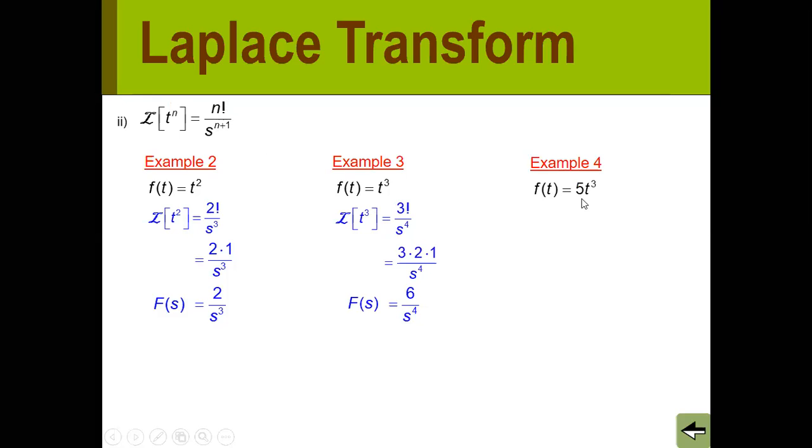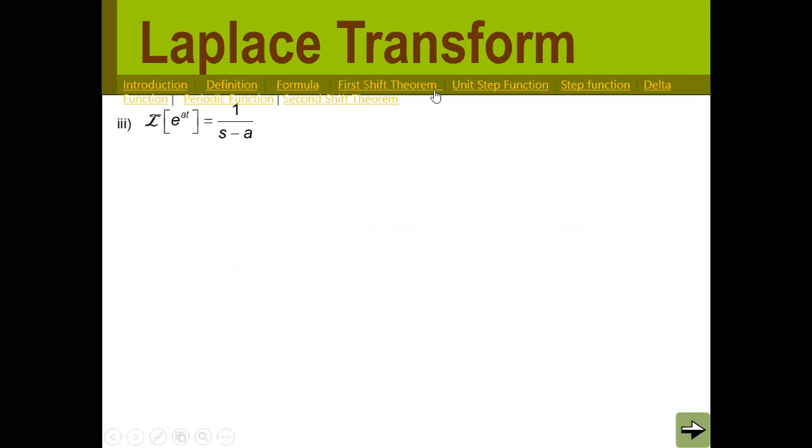f(t) equal to 5 t cubed. So 5 is a constant, so we can put it outside the Laplace, just Laplace of t cubed. The answer for Laplace of t cubed is 6 over S power of 4. So you get 5 times 6, which is 30 over S power of 4. Okay.